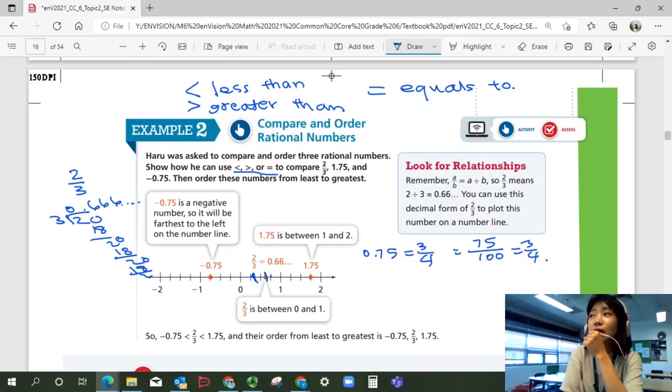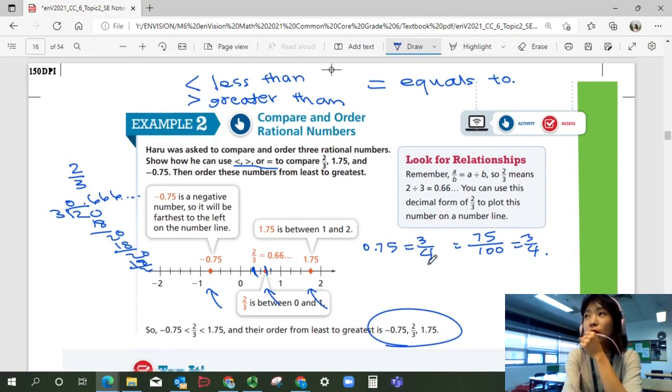0.75 is negative 3/4. So it's right here. And so which one is the least? The one on the very left is the least. And then 2/3 is after that. 1.75 would be after that. So ordering these numbers from least to greatest, you get negative 0.75 and 2/3 and 1.75.